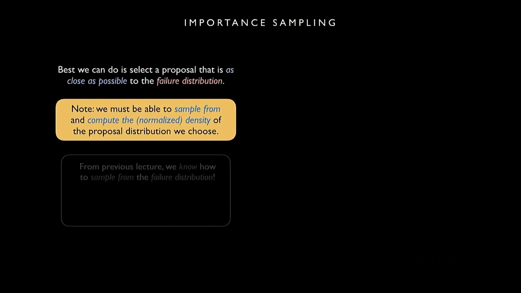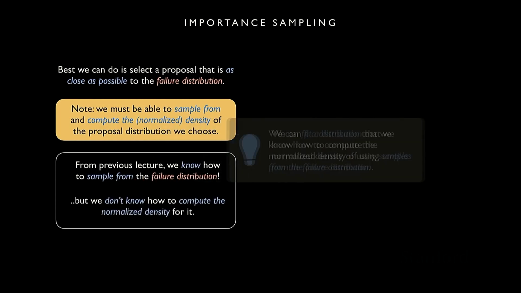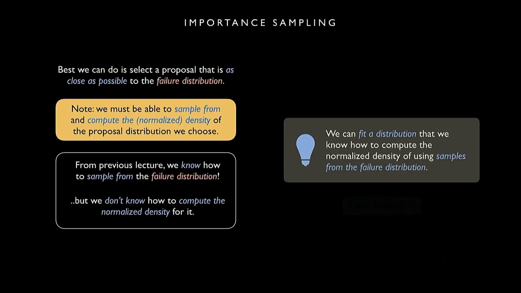So one thing that we might do, like we just said from the previous lecture, we know how to sample from the failure distribution, but we don't know how to compute its normalized density. So what we might want to do is try to fit a distribution that we know how to compute the normalized density for, using samples from the failure distribution. For example, we get a bunch of samples from the failure distribution, and then maybe we fit a Gaussian distribution to them, because we know the density of a Gaussian distribution and we know how to draw samples from it.